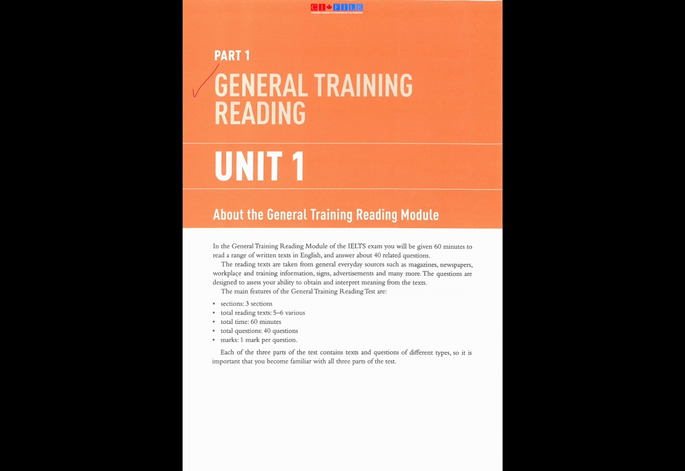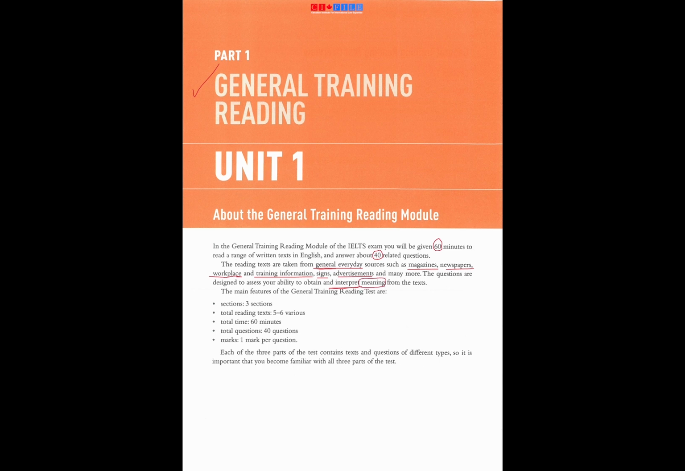In the general training reading module of the IELTS exam, you will be given 60 minutes to read a range of written texts in English and answer about 40 related questions. The reading texts are taken from general everyday sources such as magazines, newspapers, workplace and training information, signs, advertisements, and many more. The questions are designed to assess your ability to obtain and interpret meaning from the texts.